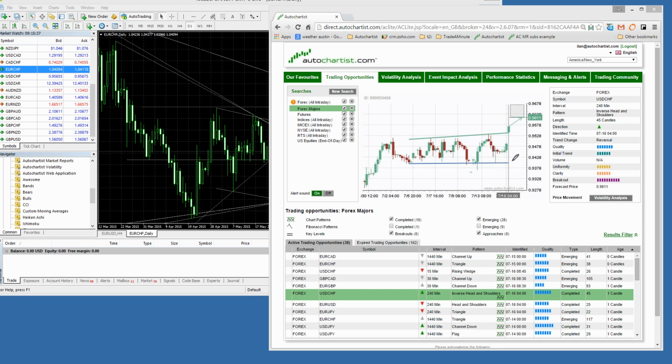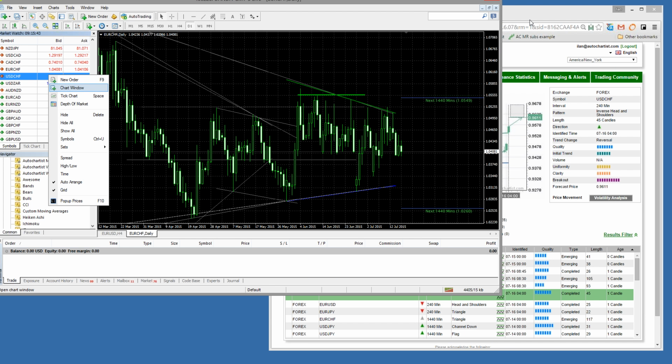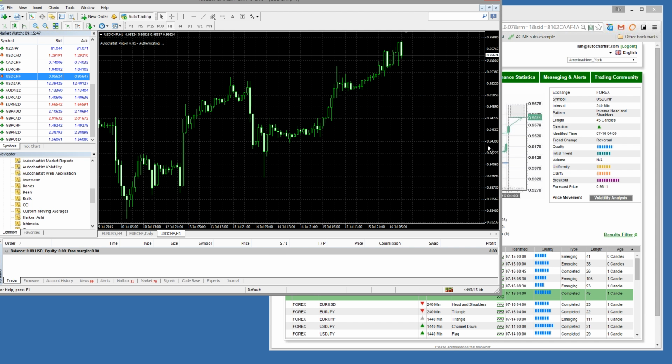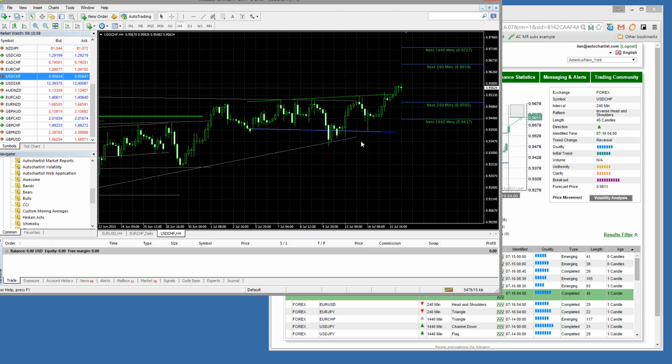Let's look at this opportunity on US dollar Swiss franc on our MetaTrader. This is a 4-hourly pattern. So here it is. You can see it on MetaTrader. We've drawn it quite nicely over here on MetaTrader. So this is now quite an interesting pattern. Well, actually, it's interesting for different reasons. Firstly, I find it interesting because I love trading stuff which is horizontal, what I call horizontal patterns.